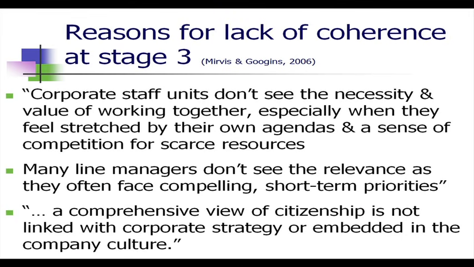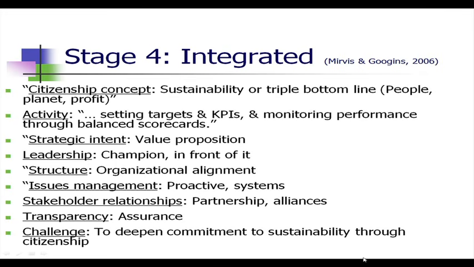And the third reason is a comprehensive view of citizenship is not linked with corporate strategy or embedded in the company culture in most cases. So that is one big reason. These are some of the reasons for lack of coherence at stage 3 that have been proposed by Mervis and Guggens. Okay, and the next stage is the integrated stage.